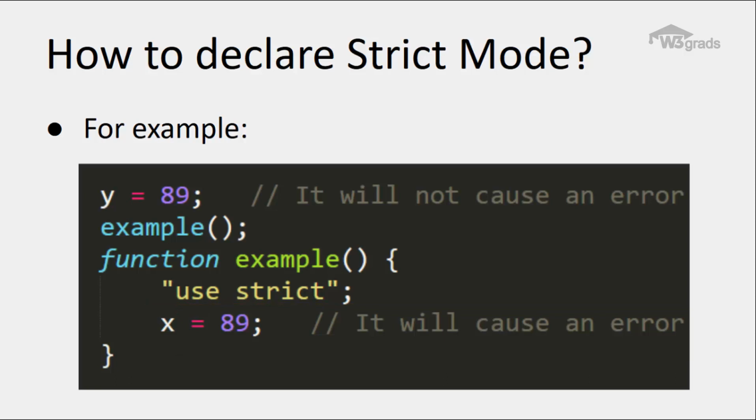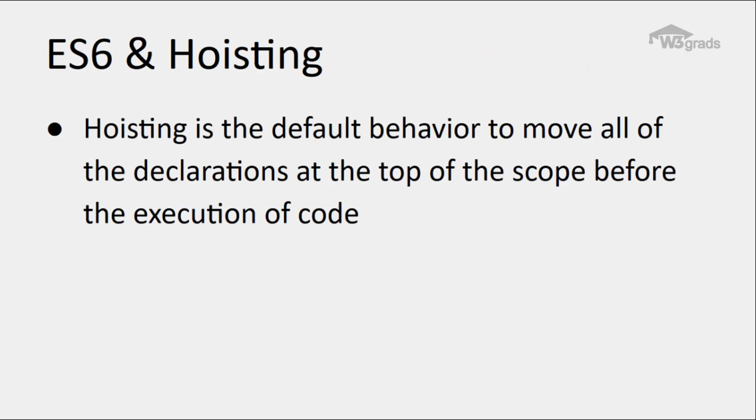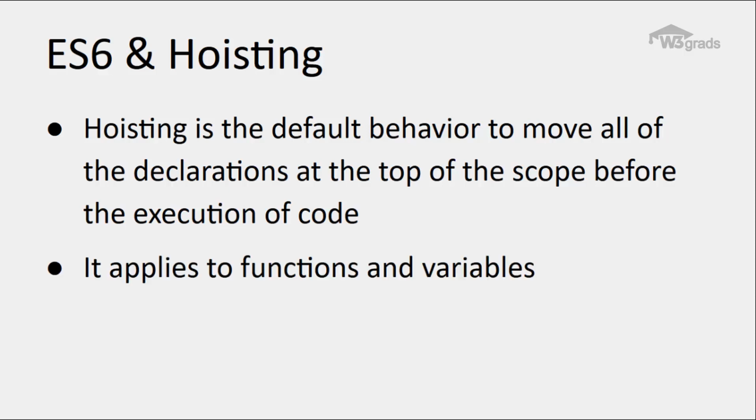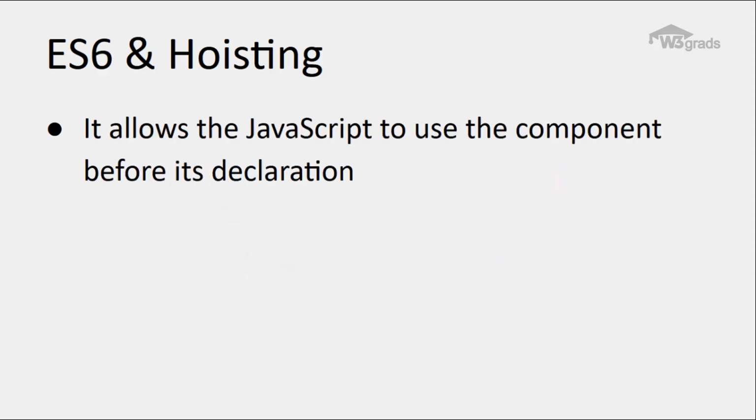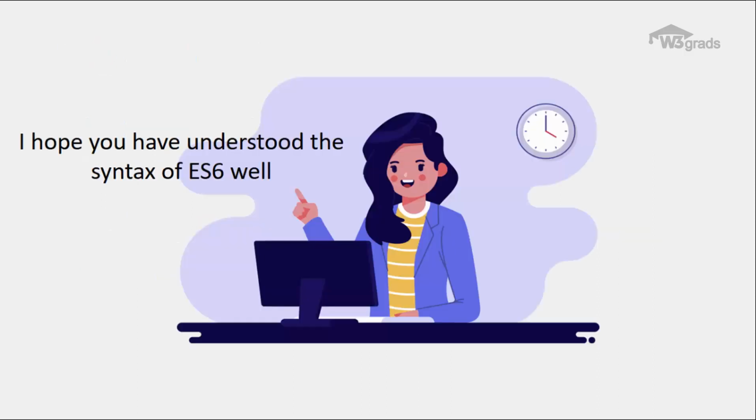At last, it is also worth knowing about ES6 and hoisting. Hoisting is the default behavior of moving all declarations to the top of the scope before the execution of code. It applies to functions and variables. It allows JavaScript to use a component before its declaration. Hoisting does not apply to scripts that run in strict mode. So, this is all about ES6 syntax. I hope you have understood the syntax of ES6 well.